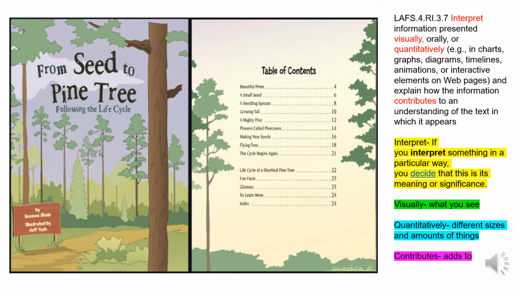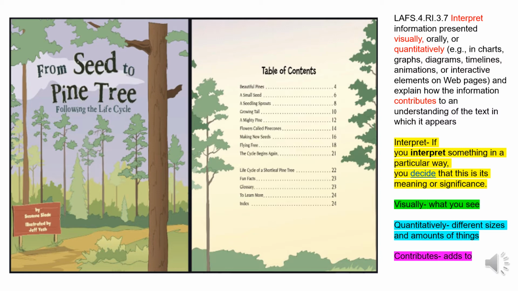This week in reading, we will interpret information presented visually, orally, or quantitatively, and we'll explain how the information contributes to an understanding of the text in which it appears. When we interpret something, we decide its meaning or significance. We will look at visuals in the text, that is, diagrams, graphs, charts, pictures, and tell what meaning they have, why they are there.